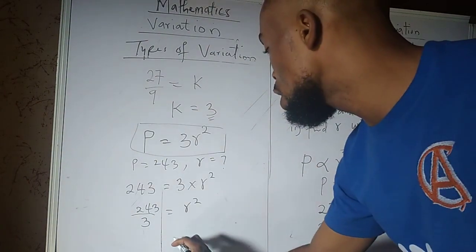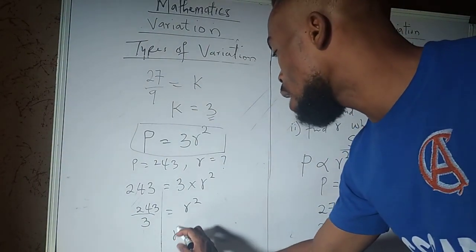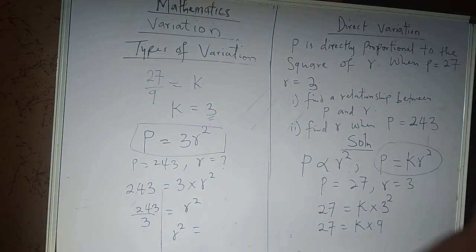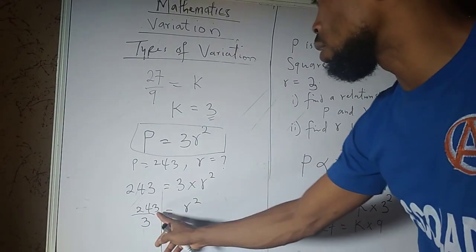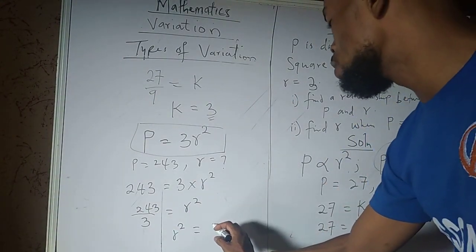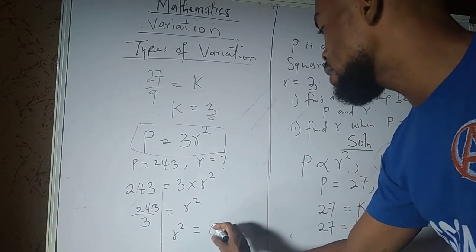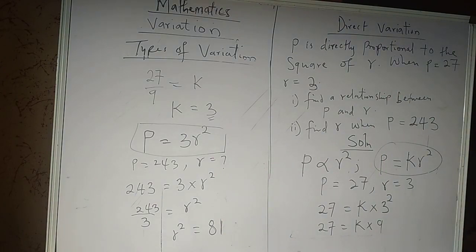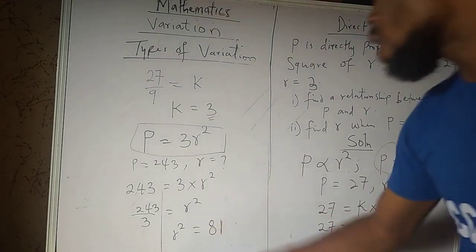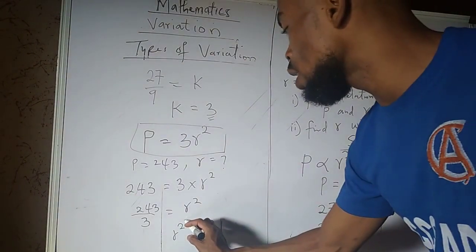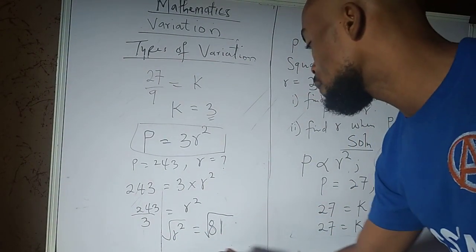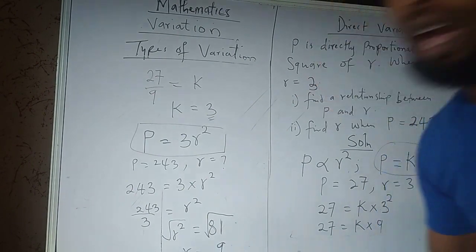So this will now mean for us that R squared will be equal to 243 divided by 3, which is 81. That's what we'll get, right? Yeah, we'll get 81. But we are actually looking for R. So we have to take the square root of both sides. When you take the square root of this and of this, you get rid of the square here. So R equals what?